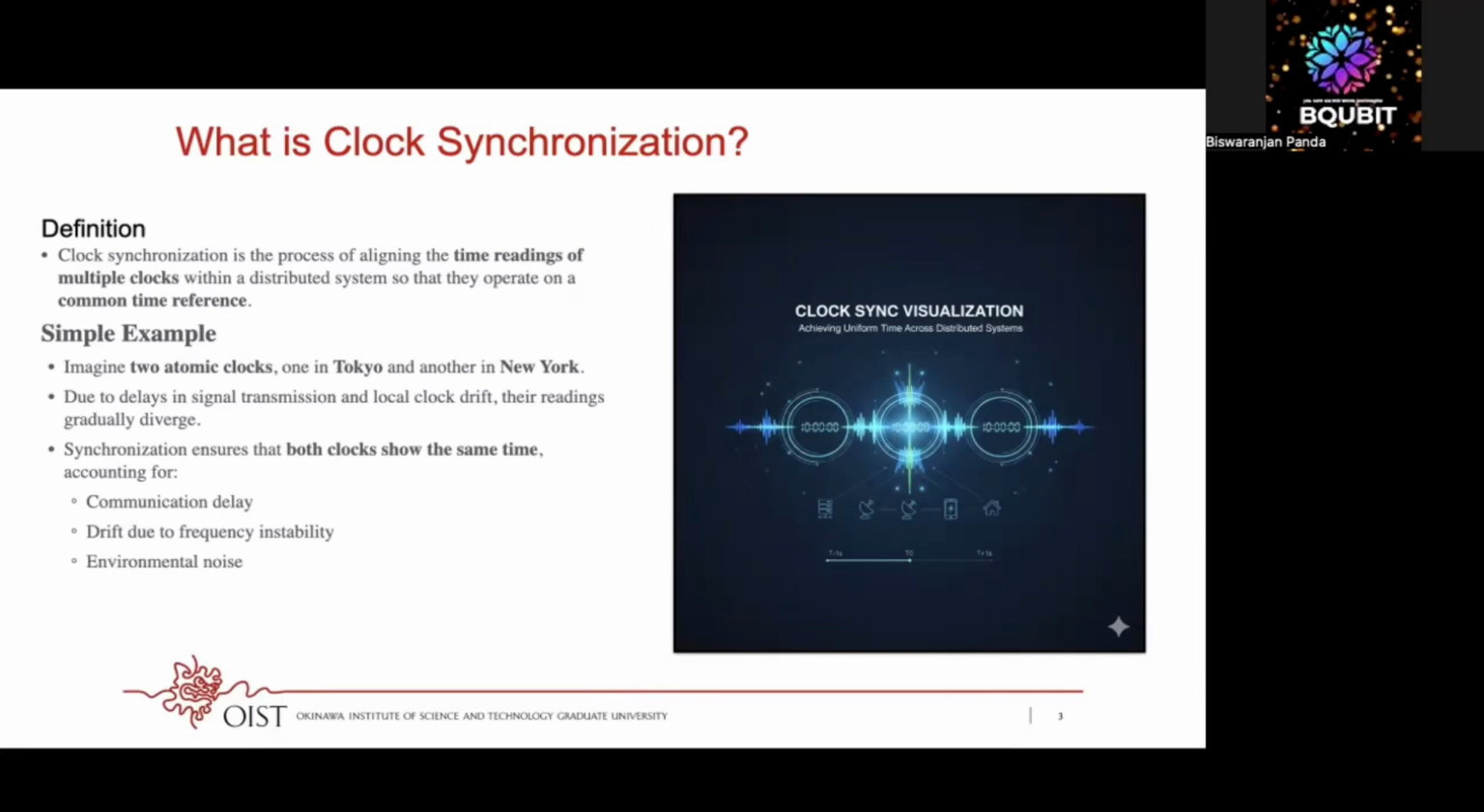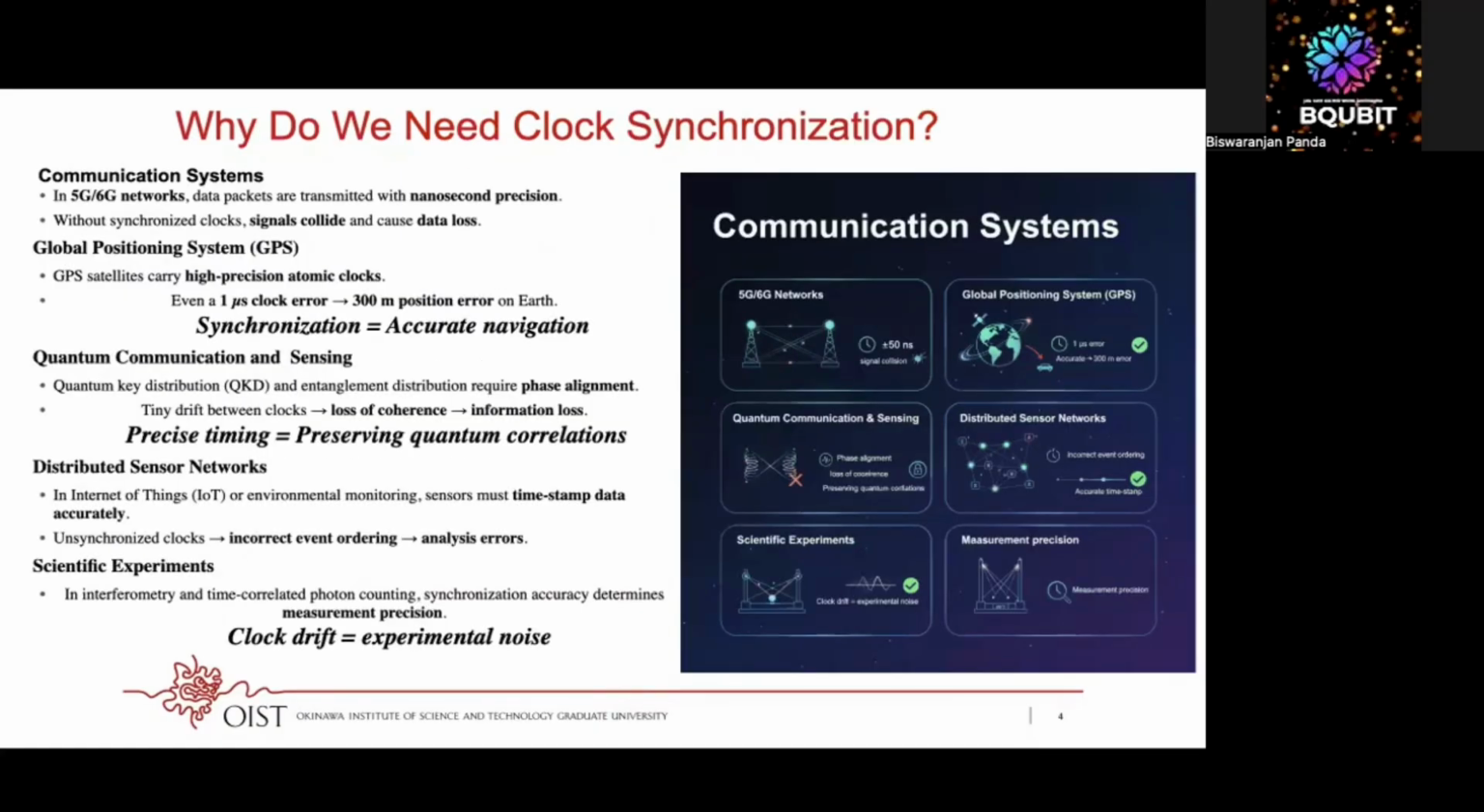Because of that, the error arises, I mean the clock time will lag behind. If the clock is synchronized, then we have accounted for the communication delays, the drift due to frequency instability, and environmental noise. So, now that you know what clock synchronization is, we'll see why we need clock synchronization.